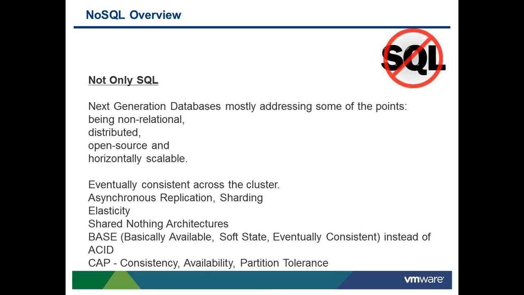And apart from that, the key features are asynchronous replication and sharding. Asynchronous replication helps to replicate the data across multiple servers without user or client intervention. And sharding helps us to distribute the data across multiple nodes in a cluster. And then elasticity: scaling up and scaling down is pretty easy with NoSQL data stores. They are a shared-nothing architecture, so we don't have to invest in expensive shared storage. And the two principles, BASE and CAP, I will be talking about in the next slide.